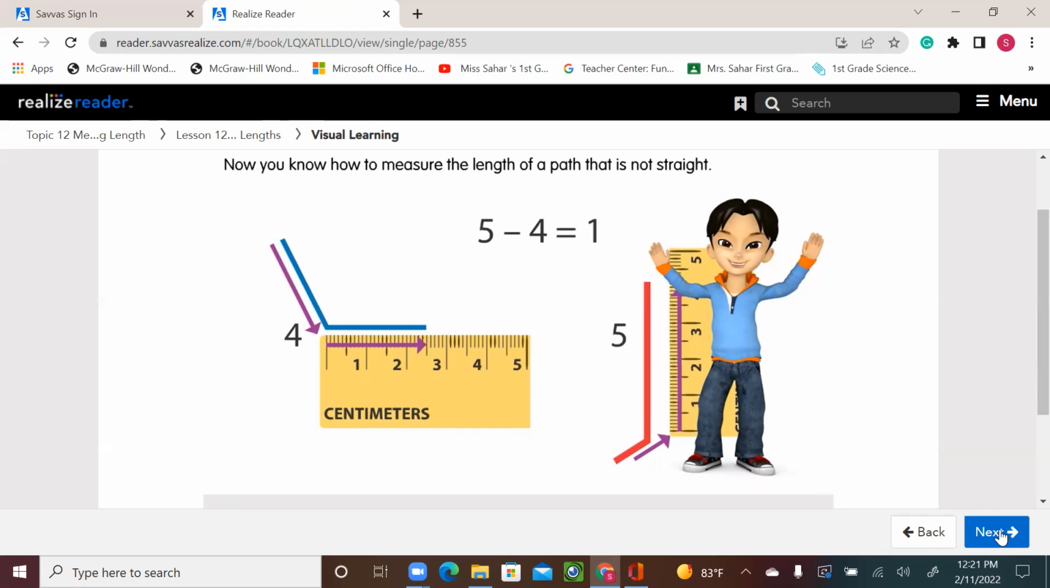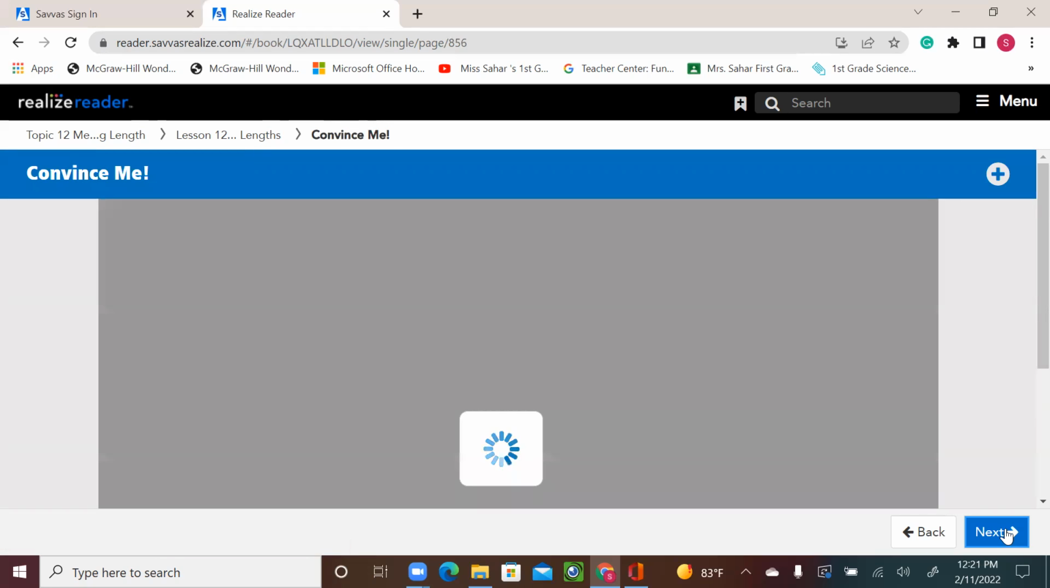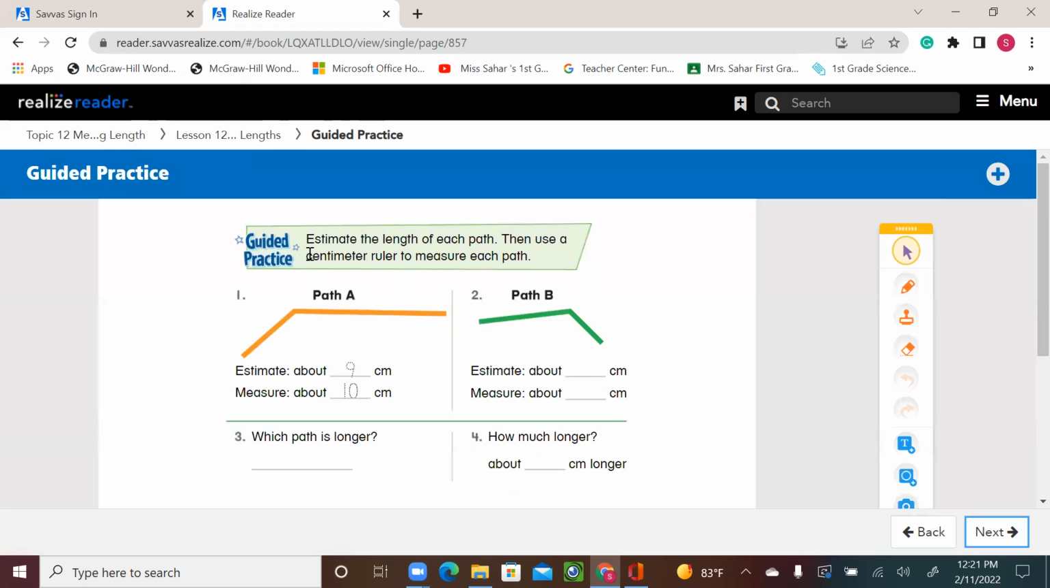If we go to our guided practice, we have more exercises covering this part. Estimate the length of each path, then use a centimeter ruler to measure each path. First, you estimate, you think or guess the total of the red path. As the first one is done for you, we estimated it's about 9 centimeters.